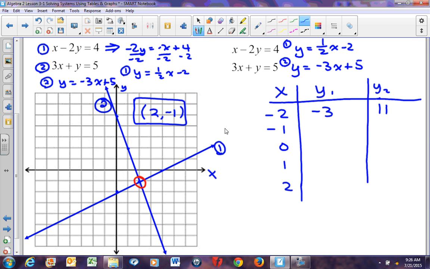If I put in -1 for the first equation, I'm going to get -1/2 minus 2, which is -2.5. If I put in -1 in the second equation, I'm going to get 3 plus 5, which is 8. If I put in 0 for the first equation, I'm going to get -2. If I put in 0 for the second equation, I'm going to get 5. If I put in 1 for the first equation, I'm going to get -1.5. If I put in 1 in the second equation, -3 plus 5 is 2.